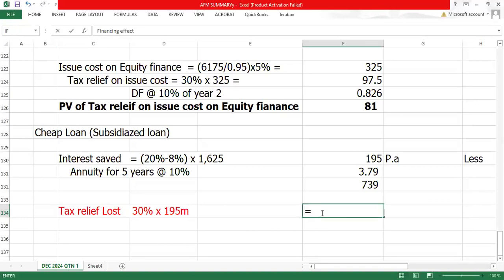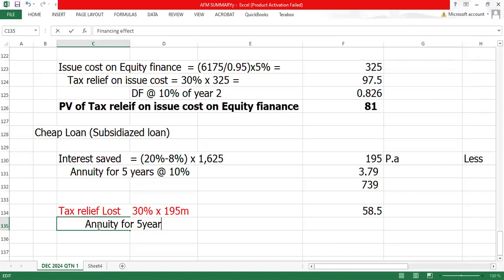So this is 30% times 195. That is the tax relief lost. Then what is the PV? Now when it comes to tax relief lost, you need to pay attention here as well. Of course, the tax relief lost will be the annuity for 5 years. First of all, for 5 years at 10%. You first deal with that.